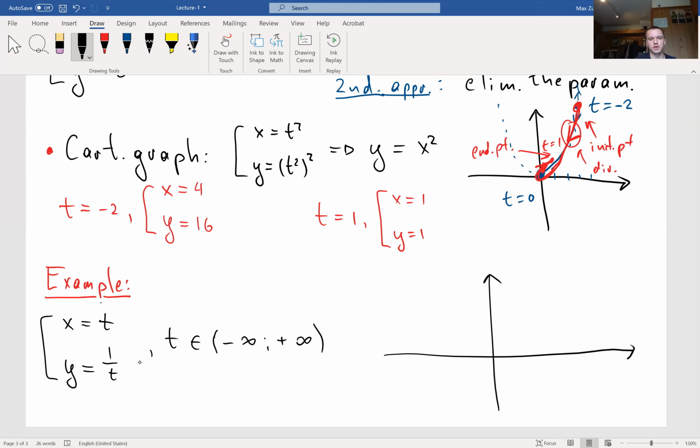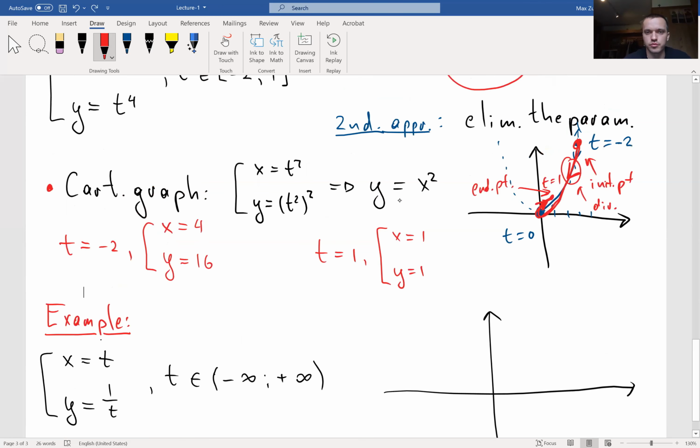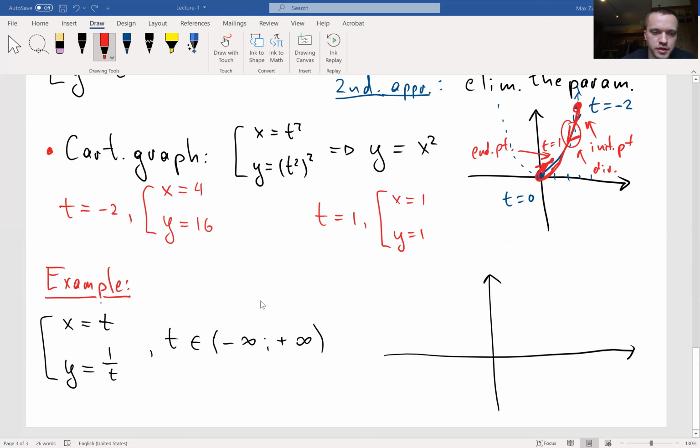So first, recognize that, do we want to do a table here? No, because we have infinitely many values. If you see a nice parametric function, you should always try to use the second approach over here. You see there are some questions. Yeah. And the second approach is just eliminating the parameter.